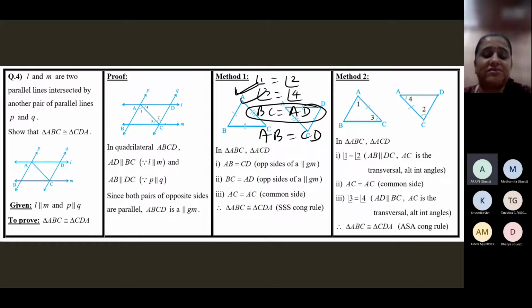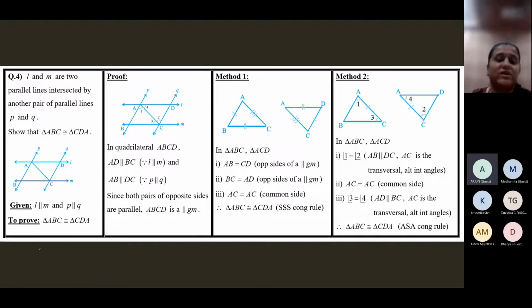Instead of writing AC is equal to AC, if you write AB of the first triangle is equal to CD of the second triangle, or if you write BC of the first triangle is equal to AD of the second triangle, that will make it AAS, two angles and some other side.